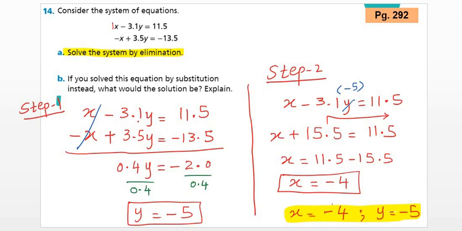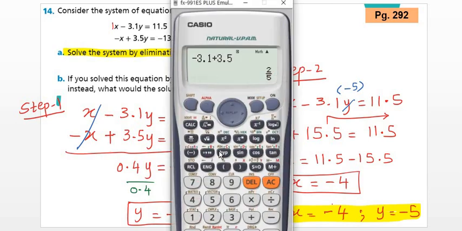But what about this -3.1 and +3.5? As I told you, we are solving these terms according to their signs. If they have the same sign, they will be added, but if they have different signs, they will be subtracted, right? Or you can say different signs we subtract, same signs we add. Actually we are doing addition. The main operation is addition, but according to their signs, sometimes we need to subtract the terms and sometimes we need to add the terms.